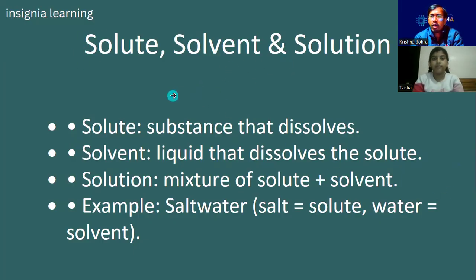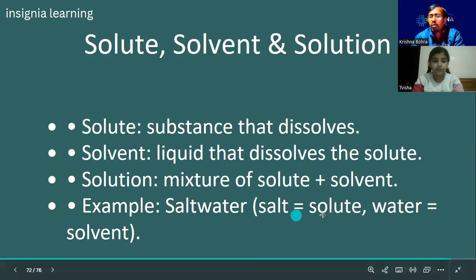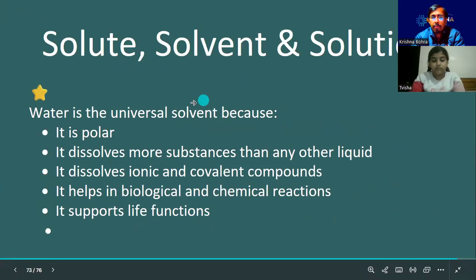So we have understood how water is a natural universal solvent and what are the solute, solvent and solution. So what is a solute? The substance that dissolves. Solvent: the liquid that dissolves it. Solution: the mixture of the solute and solvent. Example, salt water, which contains water as well as salt.